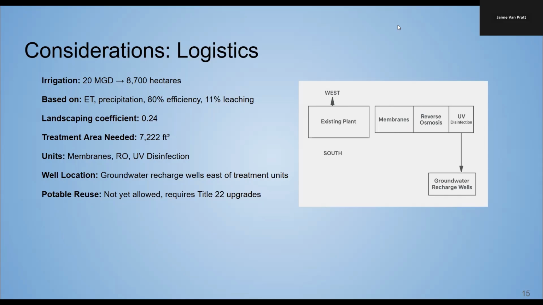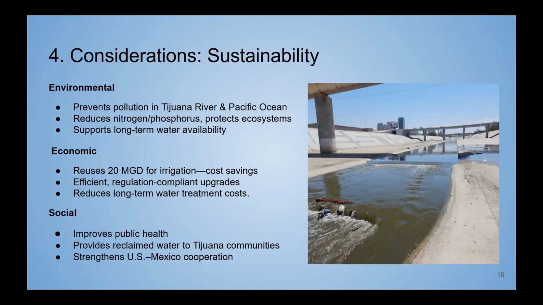In terms of logistics, we estimated that the total space required for membrane filtration, reverse osmosis, and UV disinfection is about 7,222 square feet, and we have enough space west and south of the existing plant to build these units. The treated water will be pumped into underground aquifers using recharge wells, which helps with storage and prevents seawater intrusion. However, potable reuse is not currently allowed at the facility because it lacks the advanced treatment and source control systems required under the California Title 22 regulations.